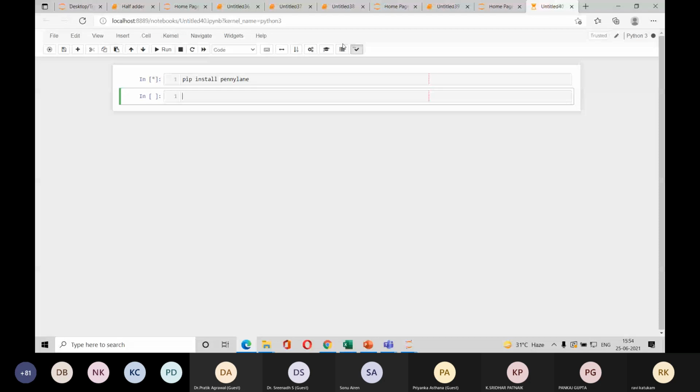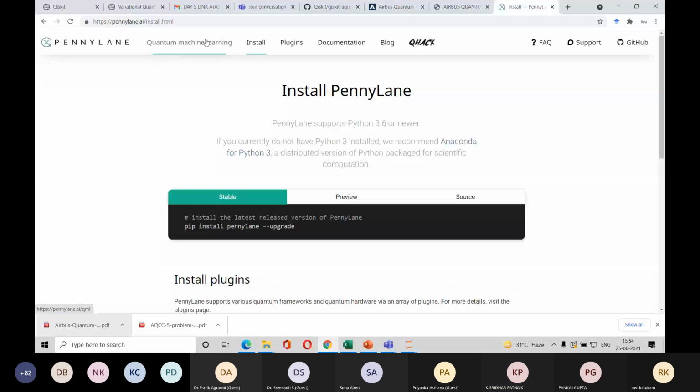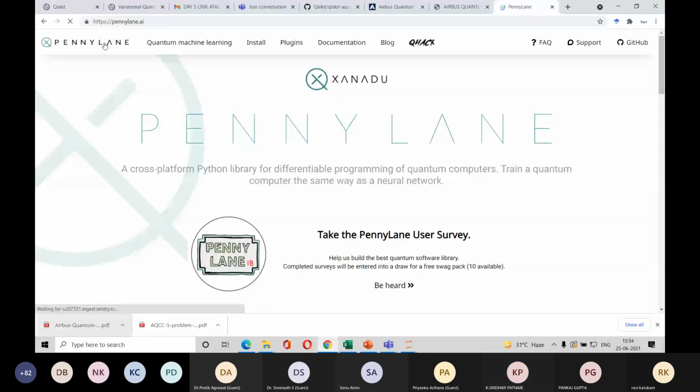Let me go to some simple tutorial, so then you can appreciate how we use it. Some demos are here. Pennylane.ai is the website I'm referring to. See, you do not have to spend a lot of time on the mathematical basis. You can just use this library and solve some of these machine learning problems. That is the beauty of this library.